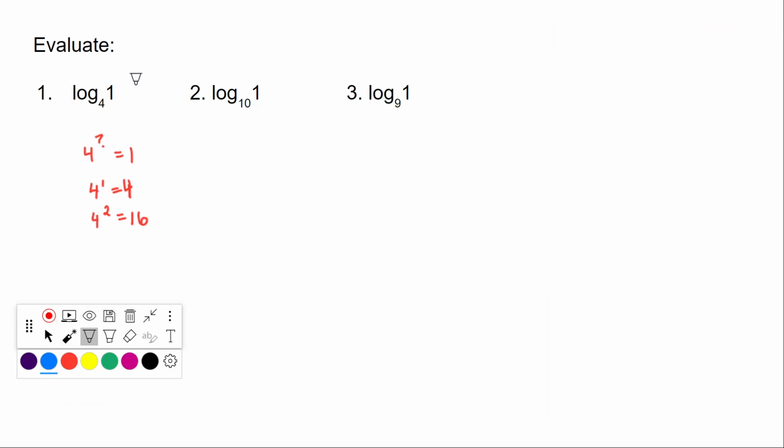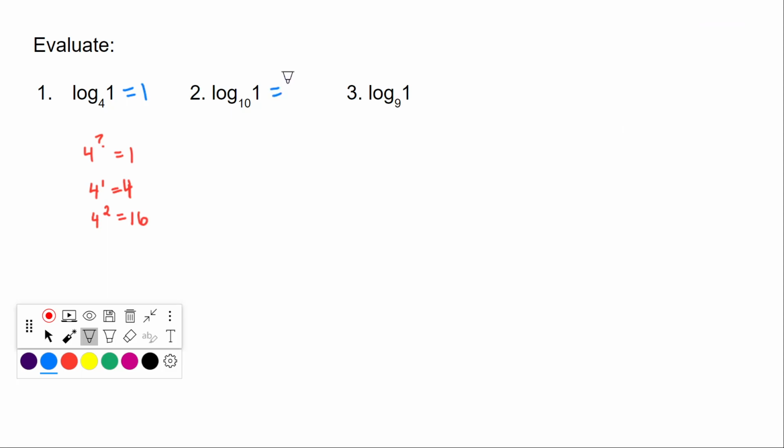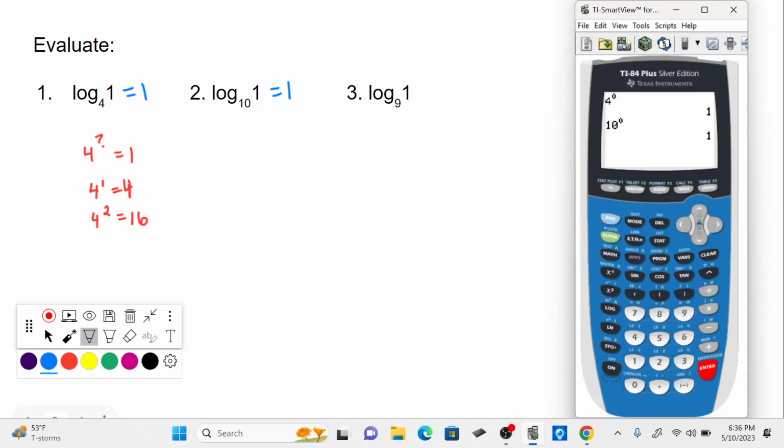Well, if 4 to the 0 is 1, does that mean 10 to the 0 is 1? Take that calculator, enter 10 to the 0. It is. How about 9 to the 0? Is 9 to the 0 going to be 1? Pull up that calculator. 9 to the 0 is also 1.